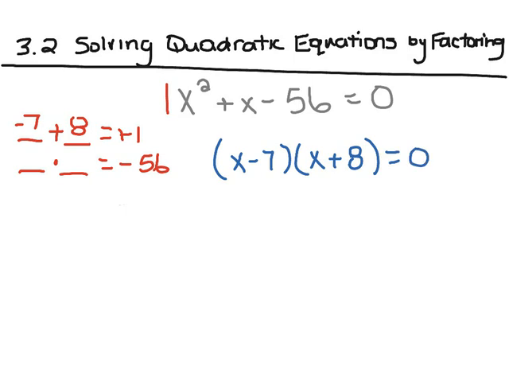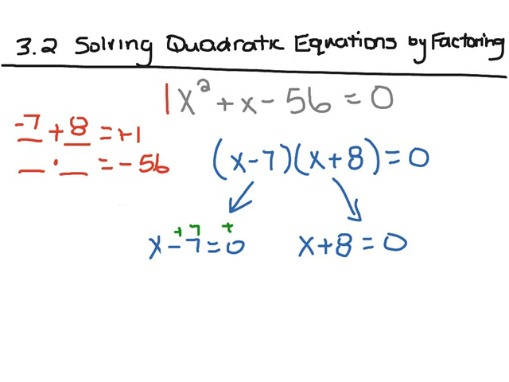So now since we know this, we're going to split this into two groups. X minus 7 equals 0, and x plus 8 equals 0. Oops, I wrote it wrong. There we go. So to solve it, we're going to add 7 to both sides. So x equals 7, and subtract 8. So x equals negative 8.